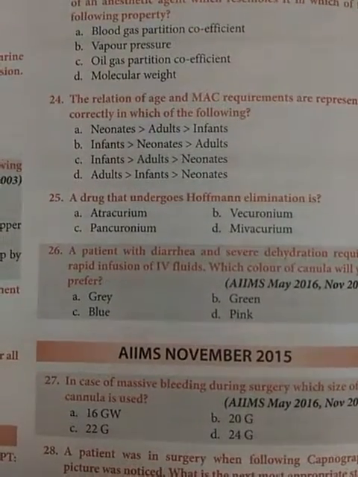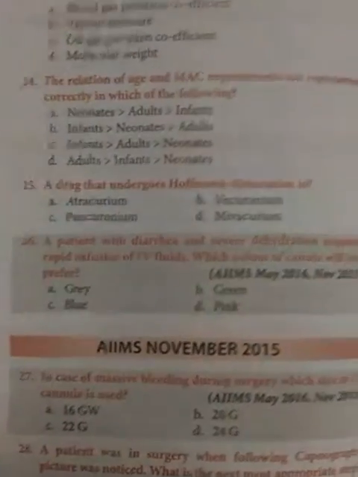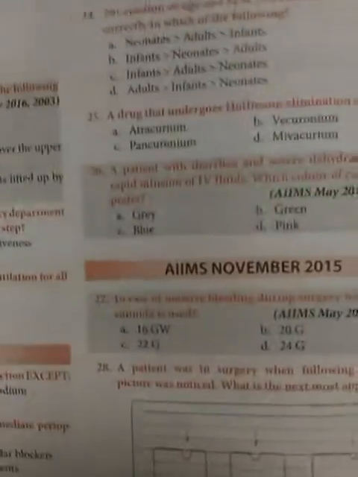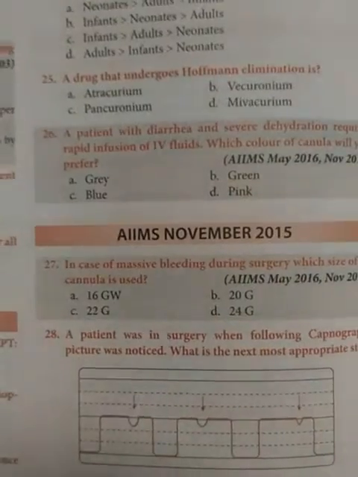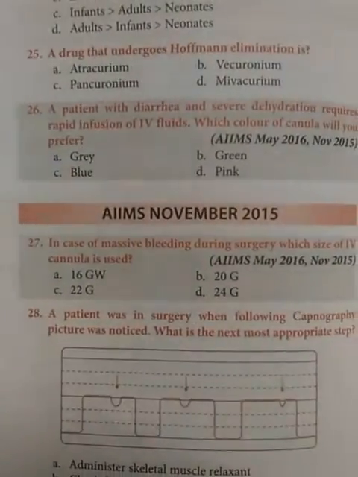A drug that undergoes Hofmann elimination is atracurium. That's why it's safe to use in kidney failure or CKD patients. Again, these are the important points that we do in the internship.